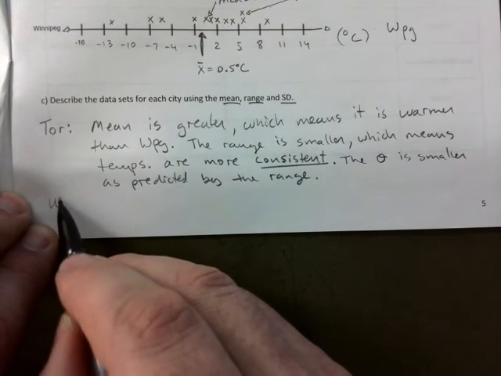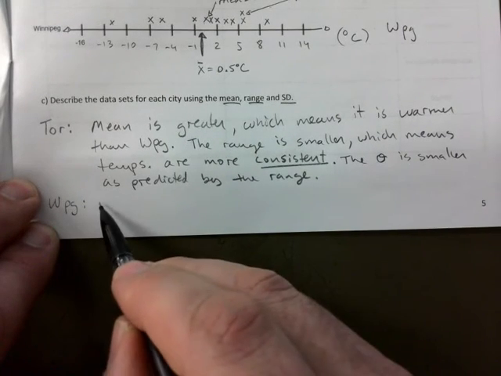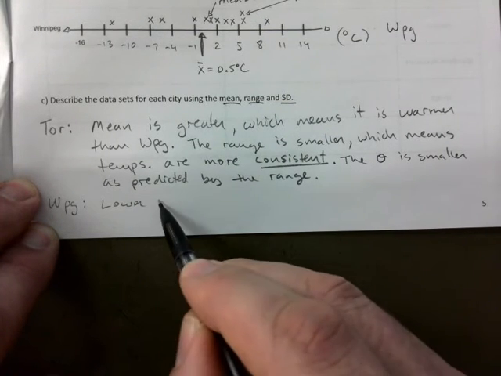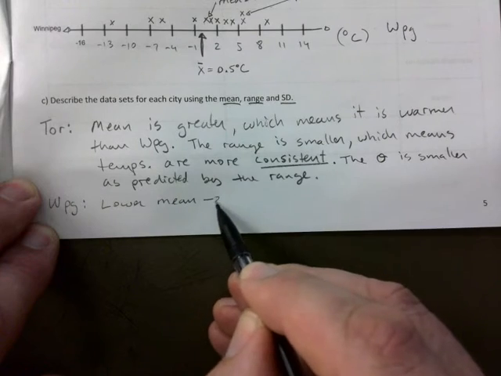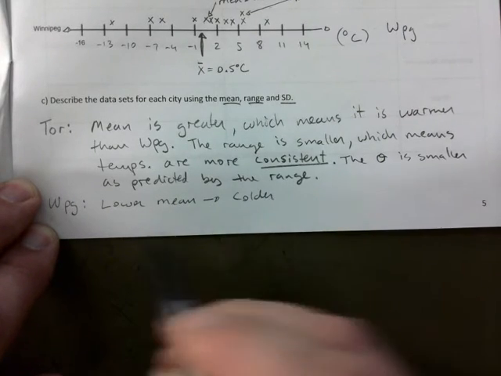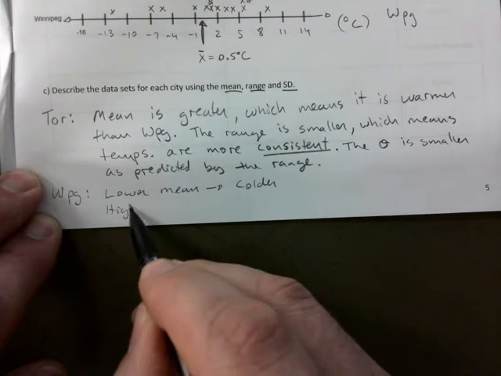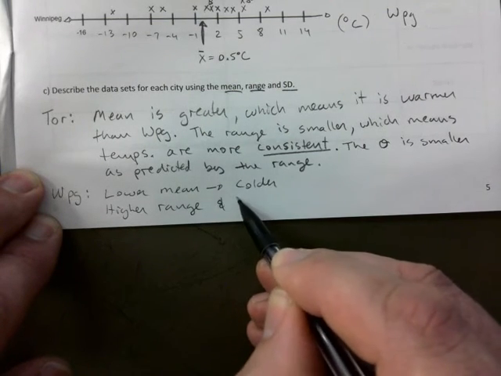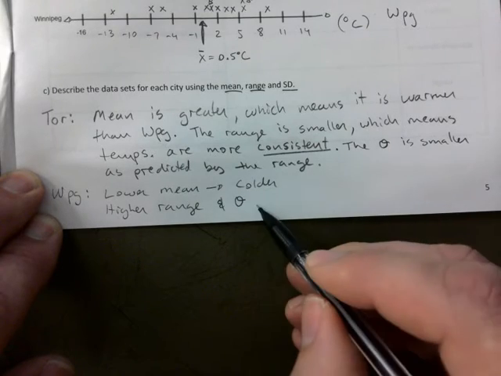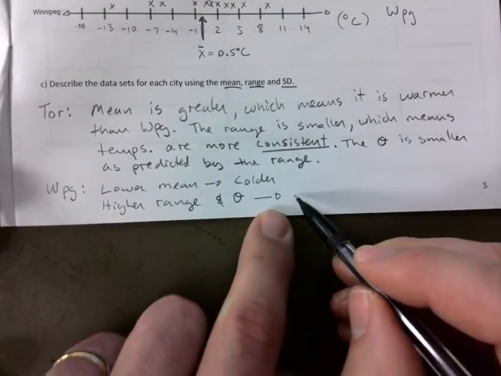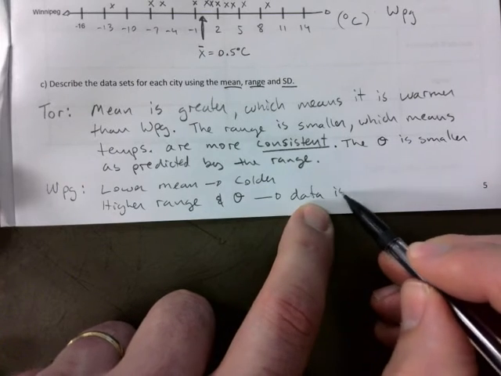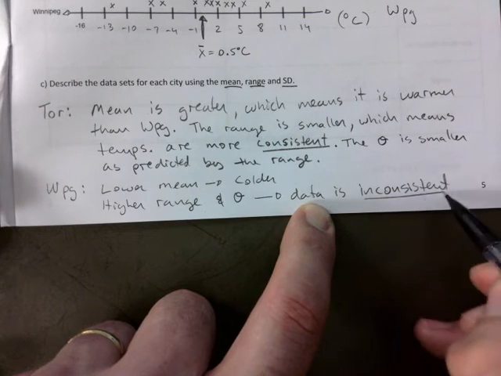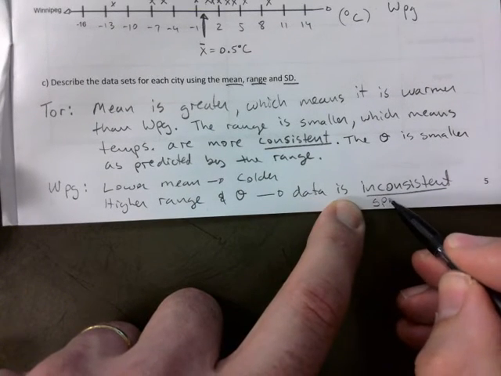Let me just, for Winnipeg, summarize. Lower mean, that means it's colder. Higher range and standard deviation. Data is inconsistent. Or spread out, same thing.